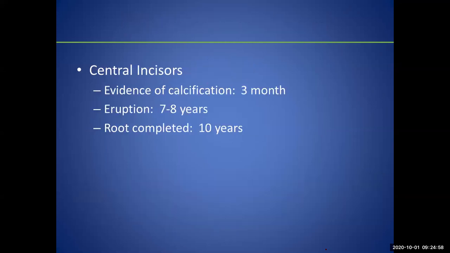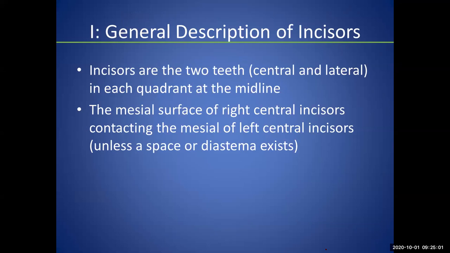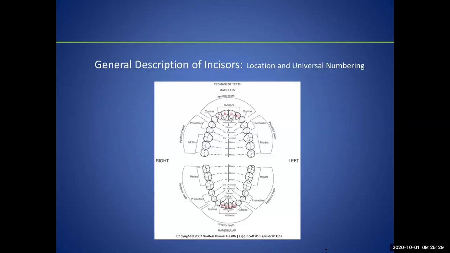So let's take a look at the general descriptions for incisors. Now we're talking about all the incisors. Incisors are the two teeth. You've got centrals and laterals in each quadrant at the midline. The mesial surface of the right central incisor contacts the mesial of the left central incisor, unless there's a space there. So does that make sense? The mesials touch each other. You've got 7, 8, 9, and 10, and 23, 24, 25, and 26 for the incisors.